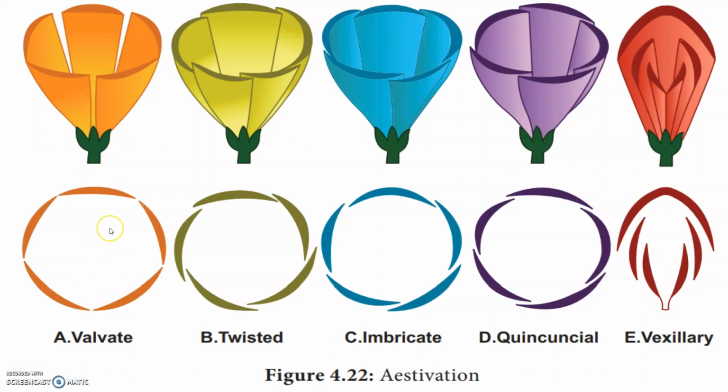You can see here. And if one margin of the appendage overlaps that of the next one, as in the case of China rose, lady's finger, and cotton, it is called twisted. If the margins of the sepals or petals overlap one another but not in any particular direction, like cassia or gulmohar, the estivation is called imbricate.